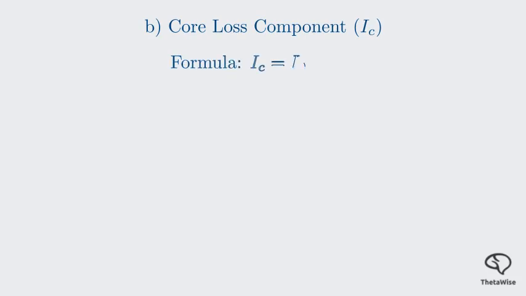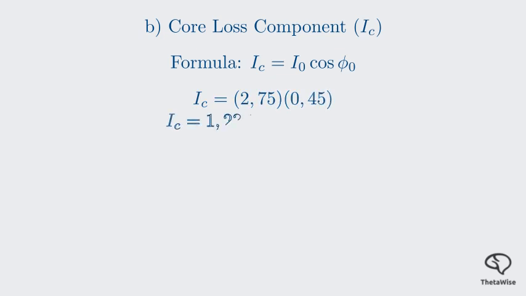We're continuing with example 4.1. Let's find the second part of the question. Next, we need to calculate the core loss component of the no-load current, which is I sub C. The formula for I sub C is I sub 0 times the cosine of phi sub 0. This one is straightforward, as we are already given the power factor, cosine phi sub 0, as 0.45. We can substitute the values directly. I sub C equals 2.75 times 0.45. This gives us 1.2375 amperes, which we can round to 1.24 amperes.